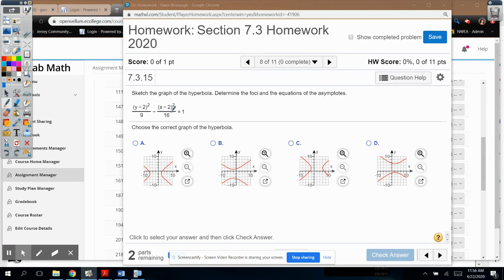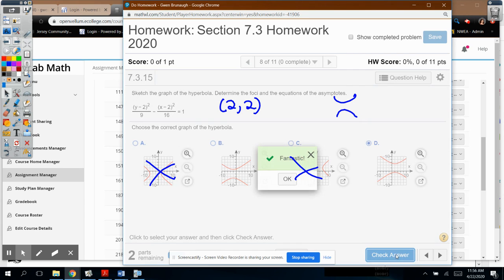Remember, the center comes from x and y. So the center comes from 2 and 2. Change the sign of x, change the sign of y. The y is first, so it's going to be an up or downer. So this one's out because it's the wrong direction, and this one's out. Which one of these two looks like the center's at 2, 2? The answer looks like it's D.